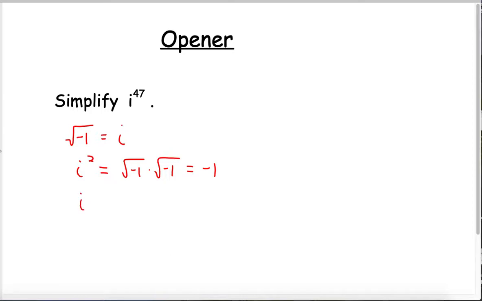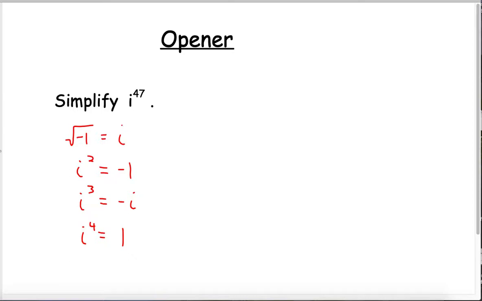Now what happens when we do i cubed? Well, that's i squared times i, and i squared was -1, so we have -1i. So let's get rid of all this and let's start writing our pattern. i squared is -1. i cubed is -i. How about i to the 4th? Well, i to the 4th would be i squared times i squared, which is -1 times -1, which is +1. So i to the 4th is +1.